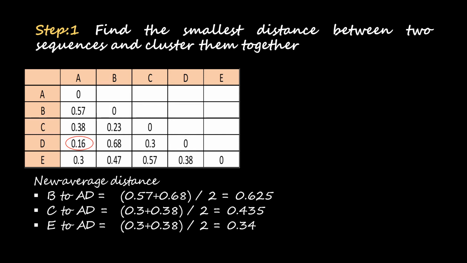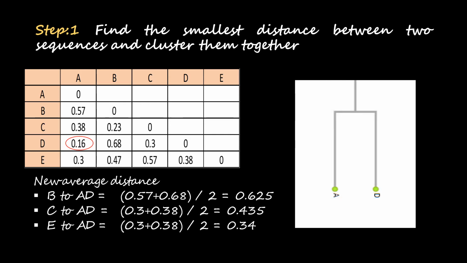using the average method. So we will calculate the distance of B with A, that is 0.57, and the distance of B with D, that is 0.68. We are going to take the average of these two distances to calculate the new average distance for the upcoming matrix. This is how we will calculate for C and E respectively.